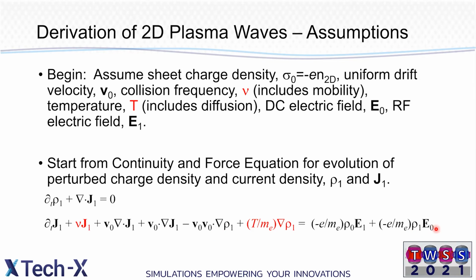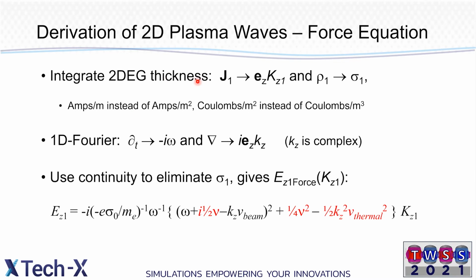Then we'll also have a DC electric field. And so we have rho naught E1 and rho 1 E naught. And so those are the equations we're working with. Those J's don't work because they're three-dimensional current densities. So we've got to convert from amps per meter squared to amps per meter sheet current, sheet density. Do our usual Fourier analysis.